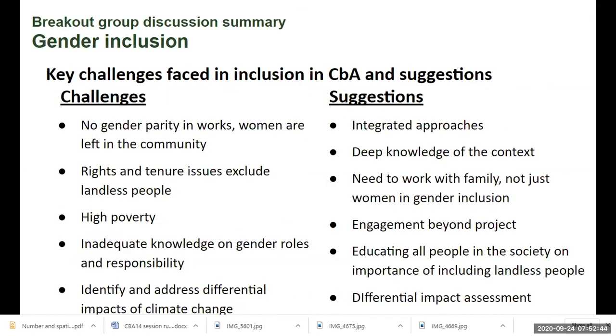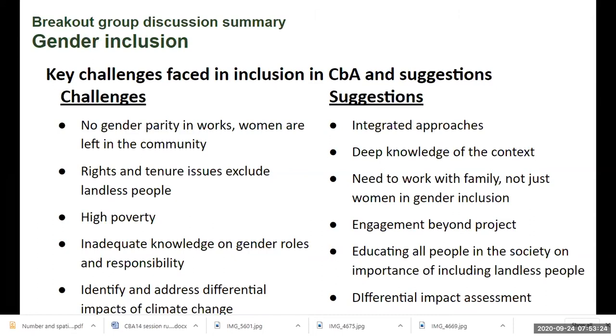So, talking about challenges and then solutions to address them. For example, from the case of Bangladesh, most men go to the city for work and women are left, so there is a gap in gender. That is a challenge in gender inclusion. Similarly, there are rights and tenure issues which exclude landless people. And then there is high poverty, which also adds to the challenge. Sometimes there is inadequate knowledge on gender roles and responsibilities. And similarly, climate change has differential impacts on different groups of people.